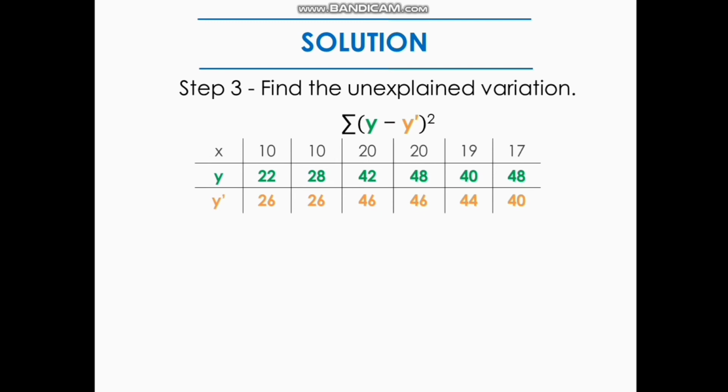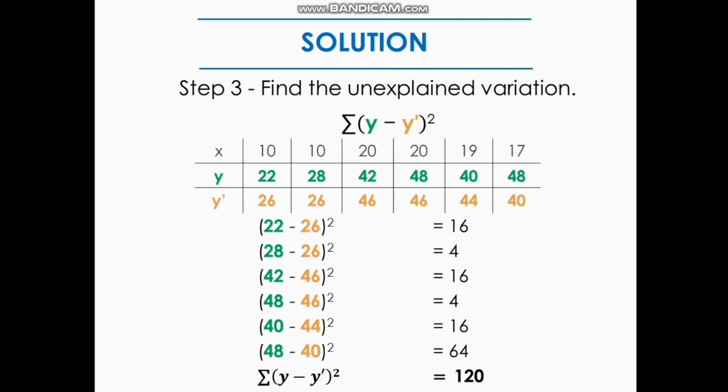Then for our step 3, let's find the unexplained variation. So let's substitute the values of y and our computed predicted values of y to our formula. So the square of 22 minus 26 is equal to 16. The square of 28 minus 26 is equal to 4. The square of 42 minus 46 is equal to 16. The square of 48 minus 46 is equal to 4. The square of 40 minus 44 is equal to 16. The square of 48 minus 40 is equal to 64. Then our unexplained variation is equal to 120.